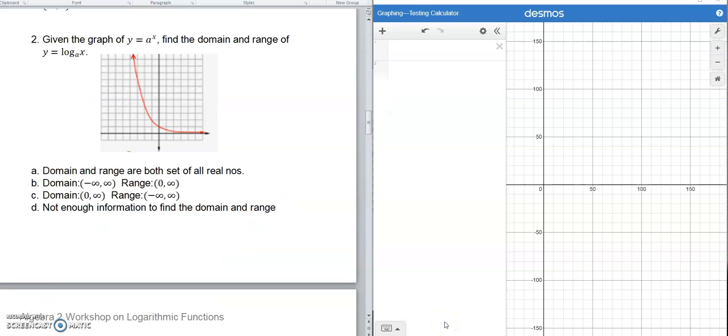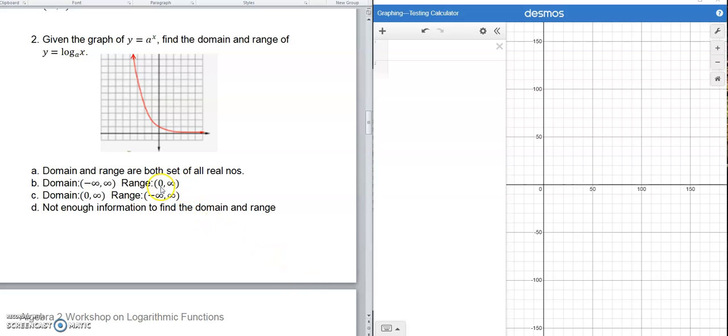Question number 2. Given the graph of y equals a to the x, find the domain and range of y equals log base a of x. So let's take a look at this. The domain, I see an arrow on the left and on the right, so that is the set of all real numbers. And then your range, starting from the horizontal asymptote, which is y equals 0, is from 0 all the way up to positive infinity. The answer here, therefore, is B.